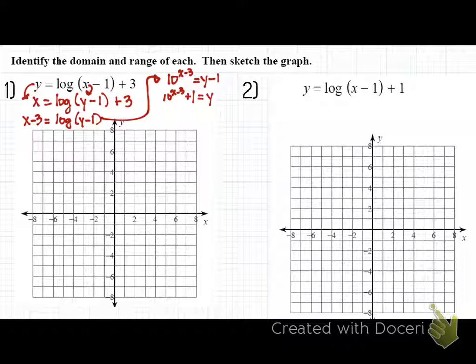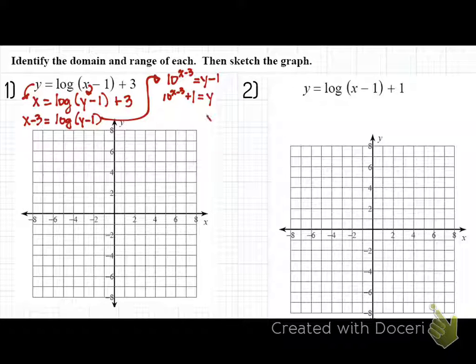Okay. One more time. Converted my y to an x to y. Move the 3 over here, subtract the 3. This is isolated, so this is log base 10 of y minus 1 is equal to x minus 3. I converted this into an exponential. We have a base of 10. So the x minus 3 is equal to y minus 1. And then I added 1. Okay? Good.